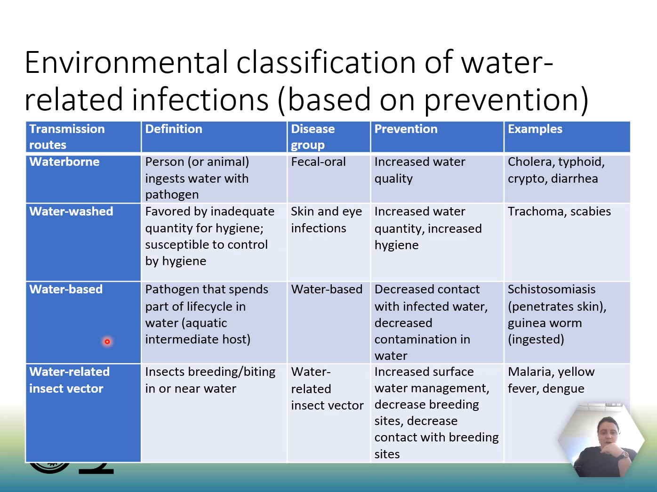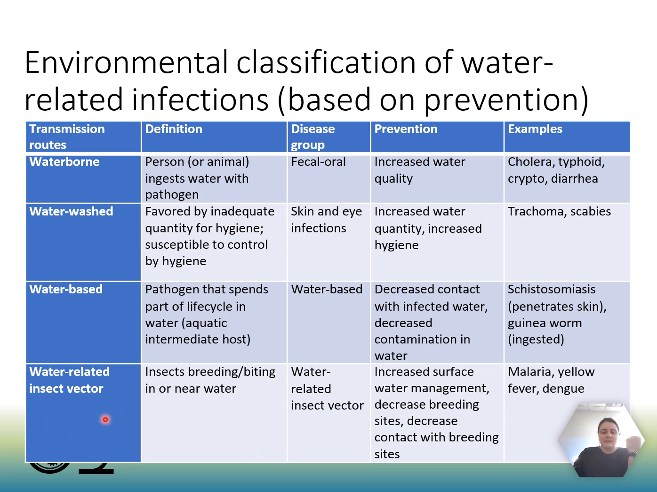Water-based diseases are basically pathogens that spend part of the life cycle in the water. So they have an aquatic intermediate host. It's a water-based disease, and basically we just want to make sure that we're not having contact with water or decreased contamination of water. We don't want things like worms or schistosomiasis. Oh my goodness, that's a big one. But that one can penetrate skin. So these could be more like dermal if we're in a recreational water and we're worried about that.